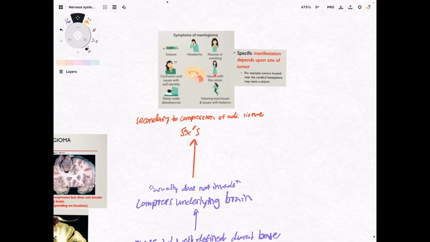All right, so let's look at some of the symptoms that you can get from meningioma, and I don't really have too many specific symptoms. Just know that they're secondary to compression of adjacent tissue.